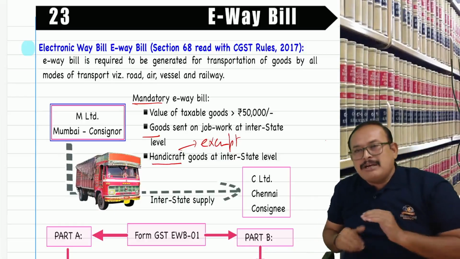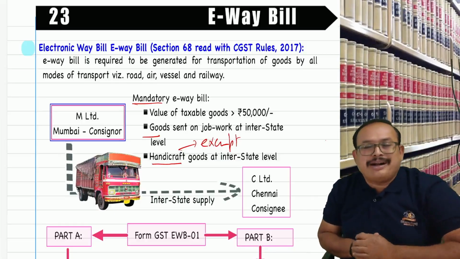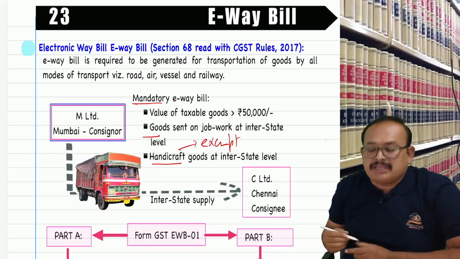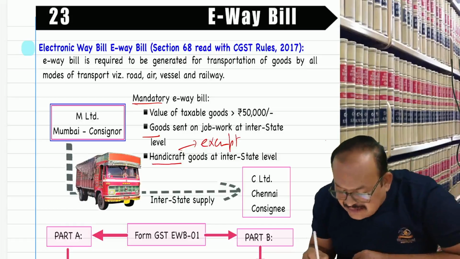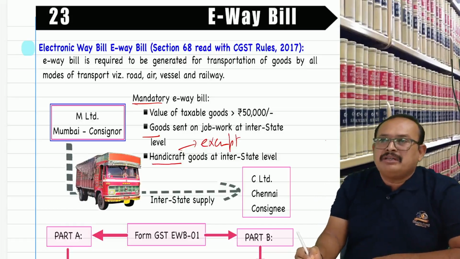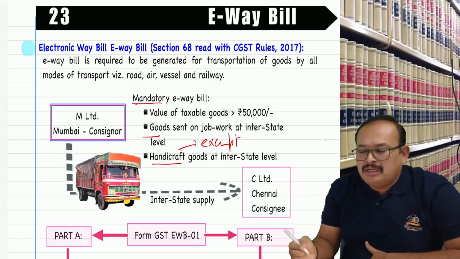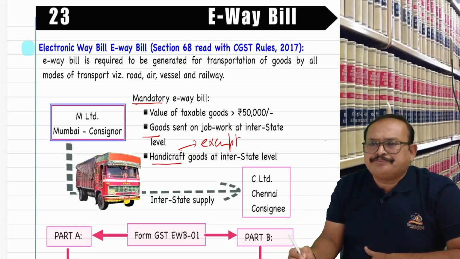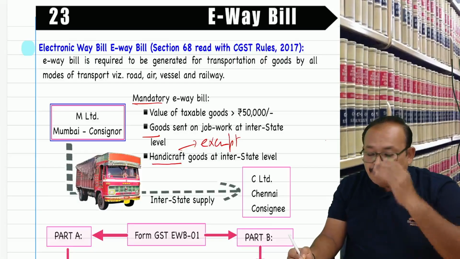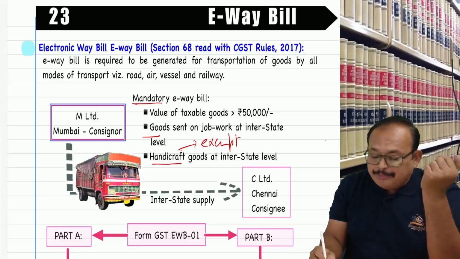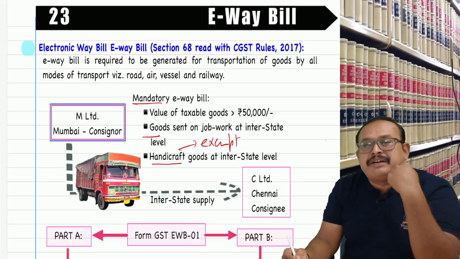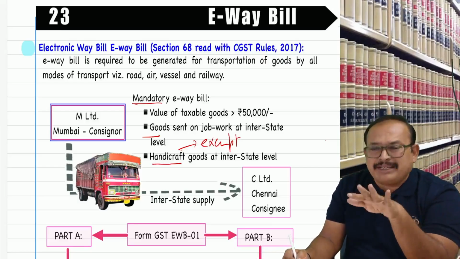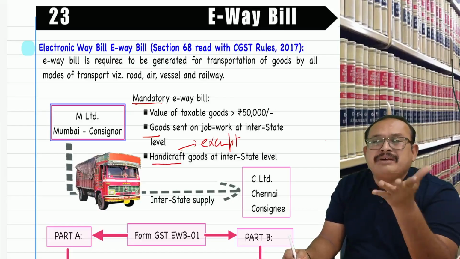When we talk about EWB01, as I told you, it has part A and part B. Part A contains the information of the consignee, and part B contains the information of the transporter, lorry number, origination and destination. From part A to part B, a time limit of 15 days maximum has been prescribed. If part B is not filled within 15 days after part A is generated, part A becomes invalid and you must generate part A again.